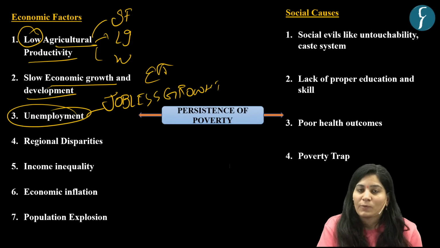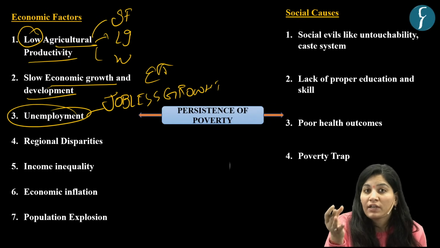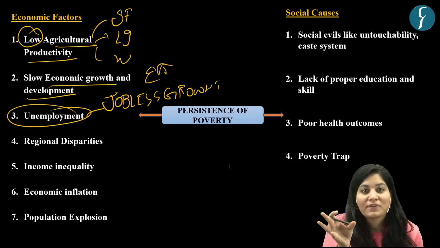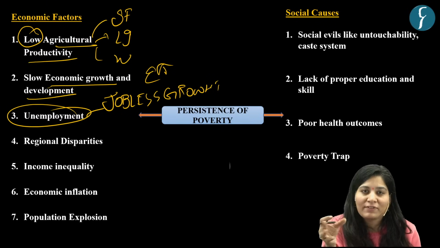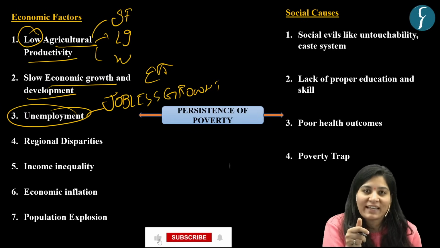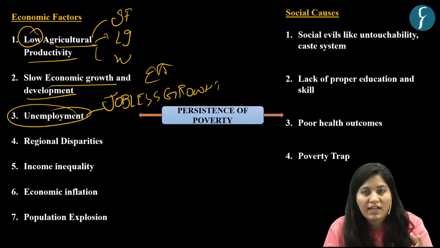We'll tell you how. See this scenario of jobless growth. It is very difficult for an individual to find stable employment, stable income. So if he's not getting stable employment income, definitely it is very difficult to pull the family out of the poverty line. Got it? Because of the jobless growth scenario.